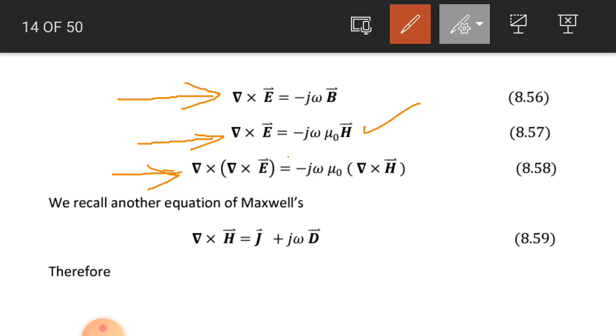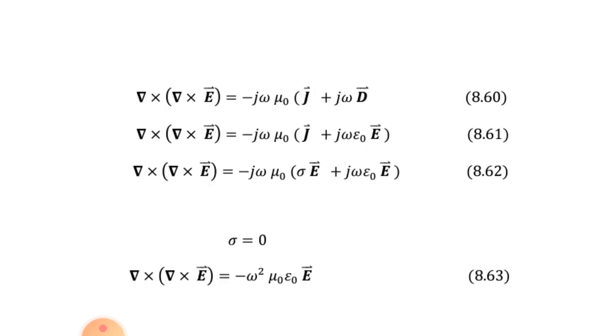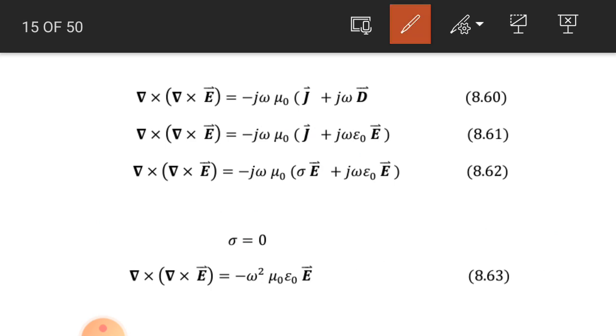We recall another equation of Maxwell, and according to this equation, the curl of the magnetic field intensity is equal to J plus j omega D. This is another equation of Maxwell, and we put this value of del cross H in equation number 58. The curl of the electric field intensity is equal to minus j omega mu naught into J plus j omega D. We put the value of D, which is epsilon naught E.